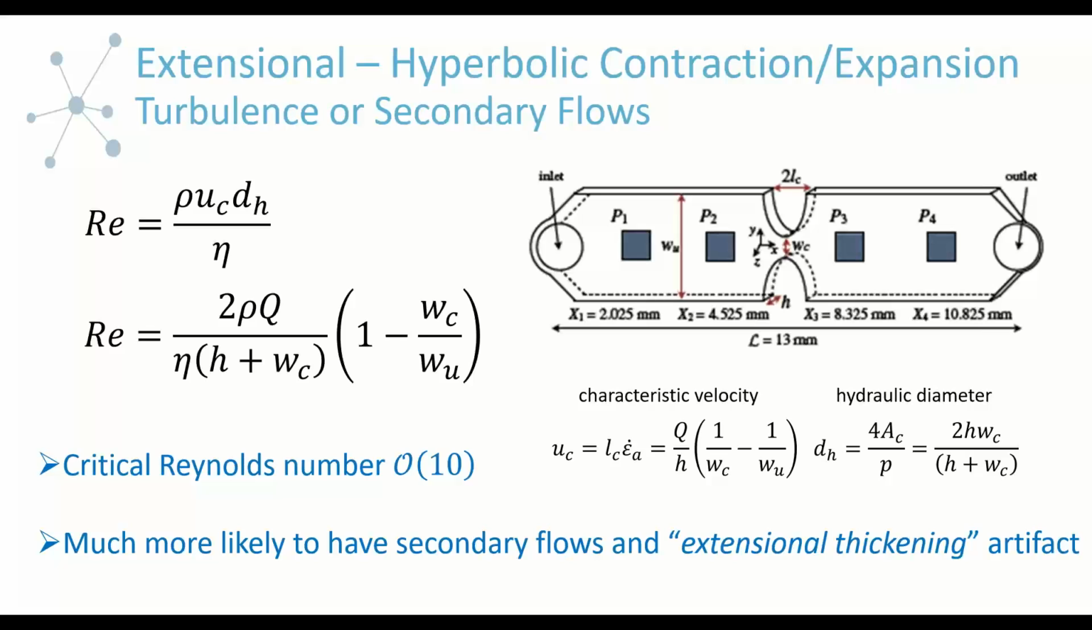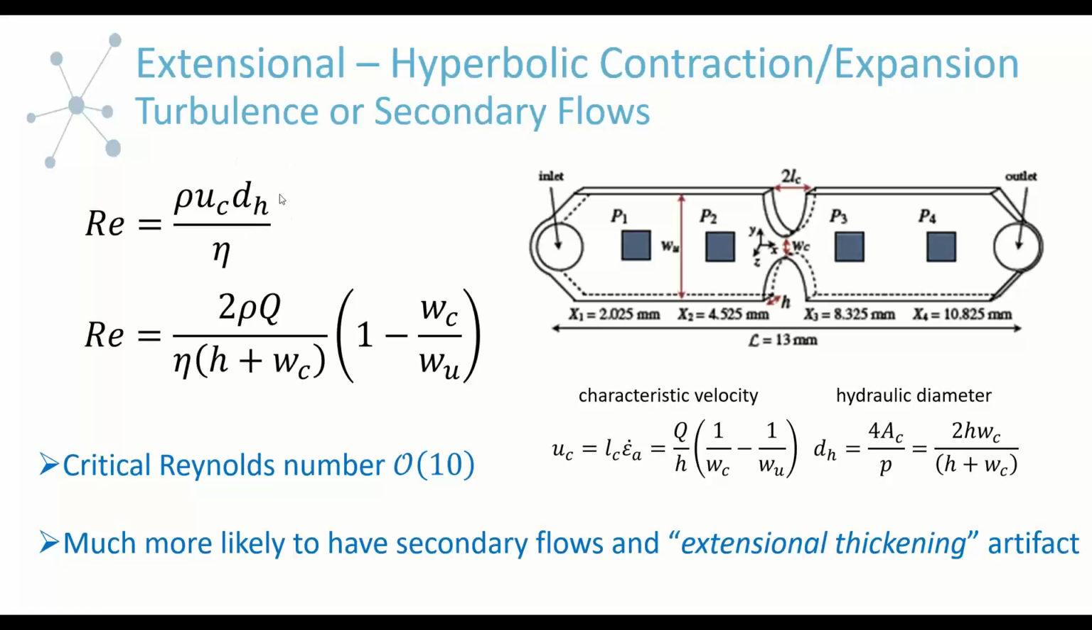So what does that look like for our extensional flow channel, where we have this hyperbolic contraction and expansion? I've rewritten it slightly here. Density is obvious, steady shear viscosity is obvious. Our characteristic velocity scale is represented down here, and that can be expressed in terms of our volumetric flow rate and the channel dimensions, which are all defined in our schematic here.